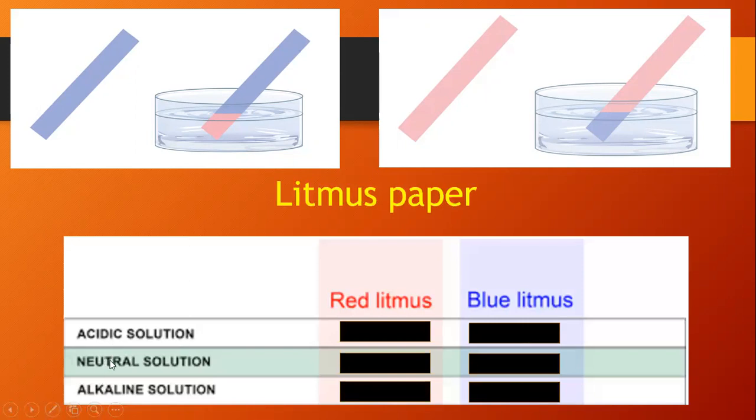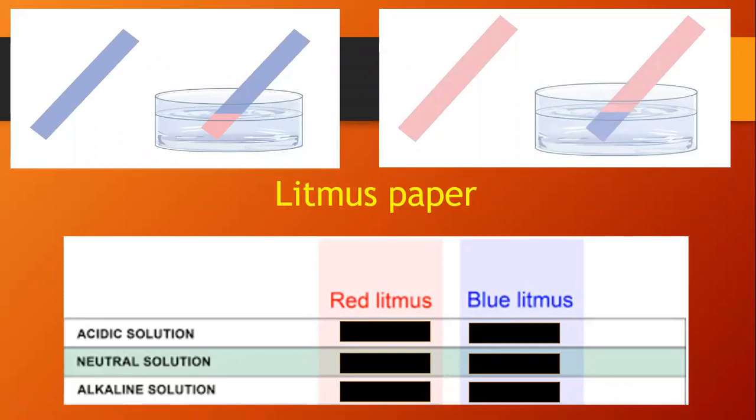We have three types of solution: acidic solution, alkaline solution, and neutral solution. Neutral means that it's not acid nor alkali. Like what? Like water. Water is not acidic and not alkaline. Okay, so we call it neutral.